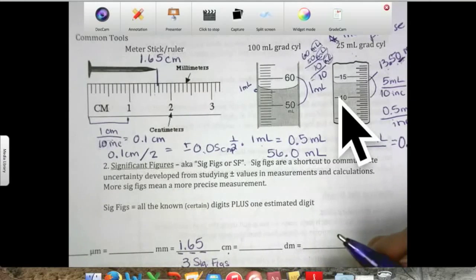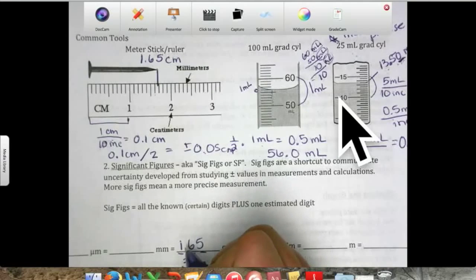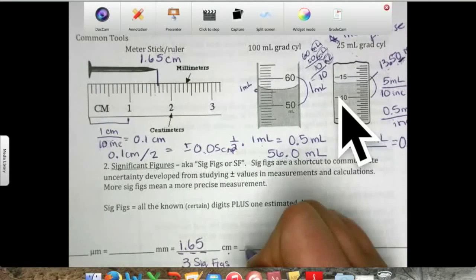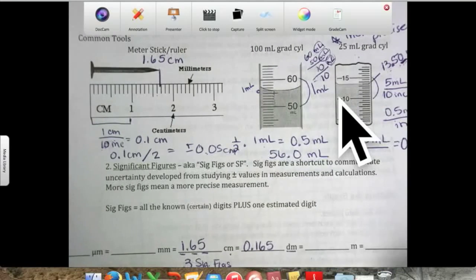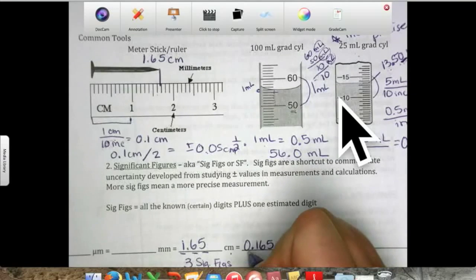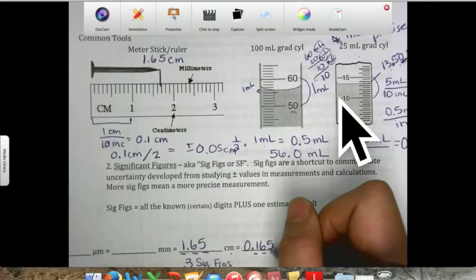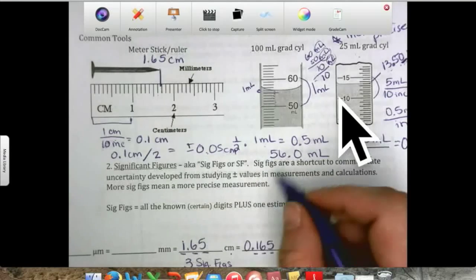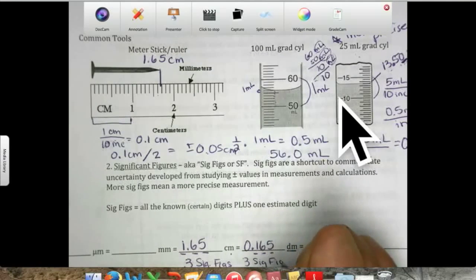Now if we want to make it bigger, we're going to move the decimal point over this way, and we're going to get 0.165 decimeters. Excuse me, yeah, decimeters. So we're still looking at 1, 2, 3. We still only know this accurately to 3 numbers. This 0 there is just a placeholder, so we still end up with 3 significant figures.